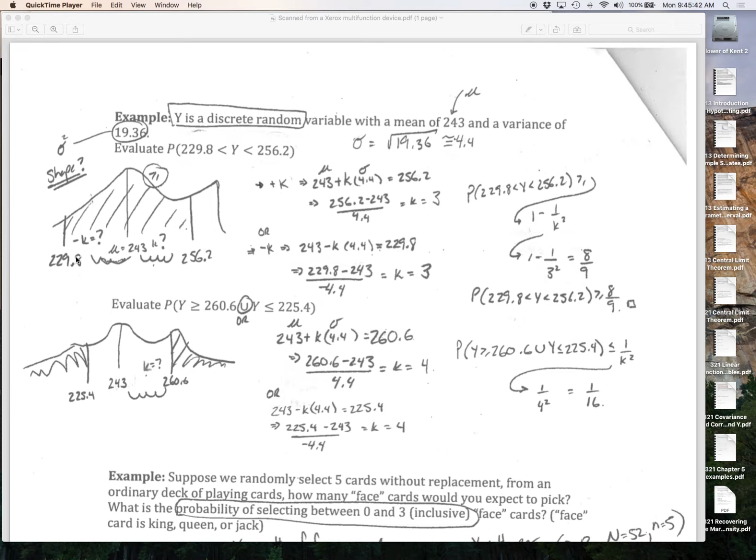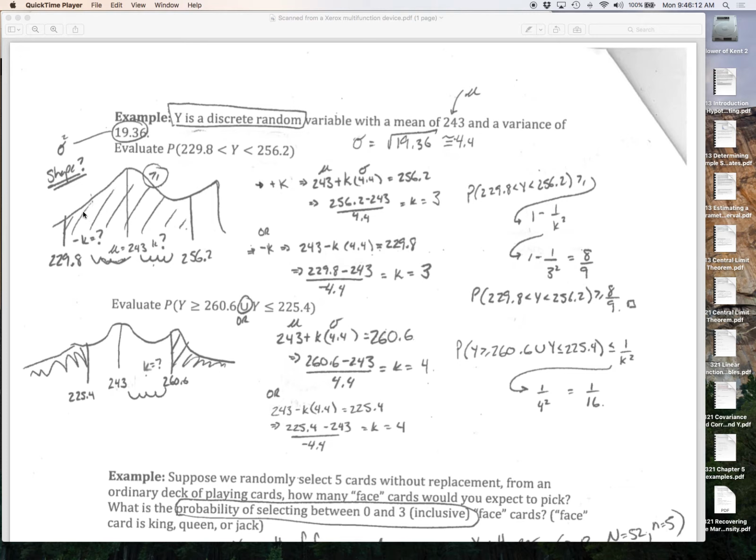I could also find k by doing the left side. Here I've got 243, the middle, subtract, so I'm going left, k jumps where the jump size is 4.4, equal to this lower limit. Again, I can find this k using a quick amount of algebra. It should be 3. So I've got a symmetric number of jumps, as I always should when I'm using the Chebyshev formula.